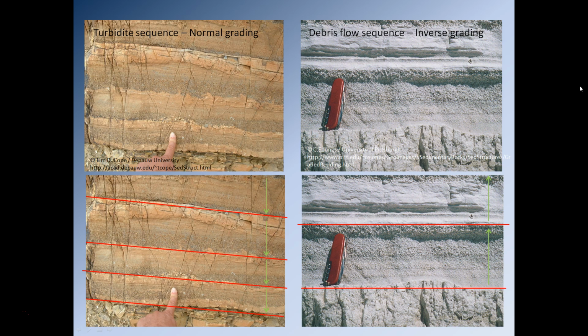Normal graded bedding and inverse graded bedding will only form in very limited environments. And so once again, that gives us some idea about the type of depositional environment into which the sediment was deposited.